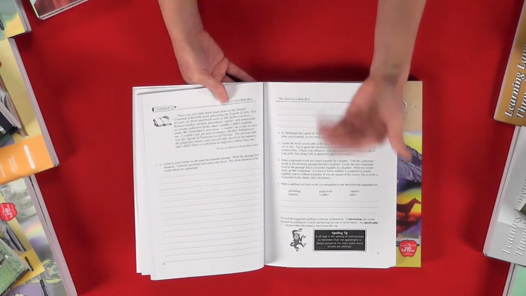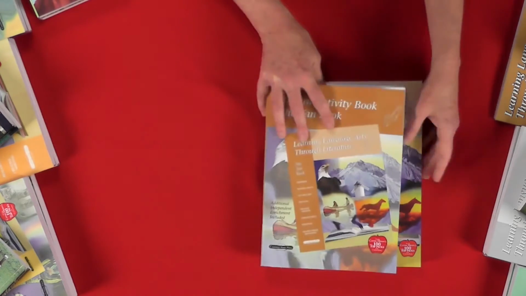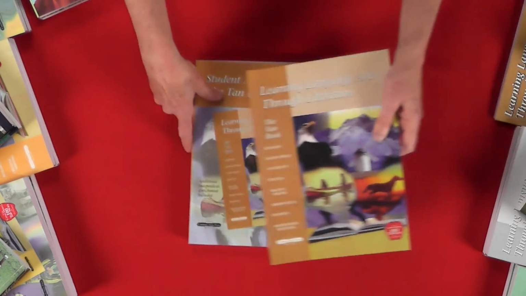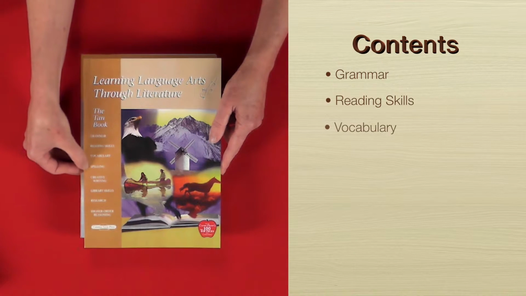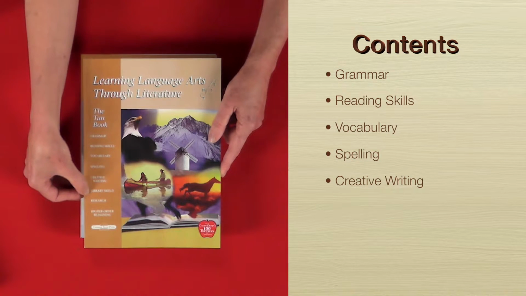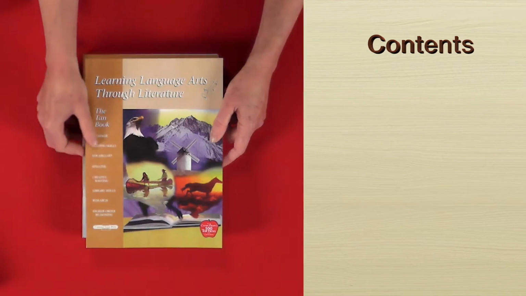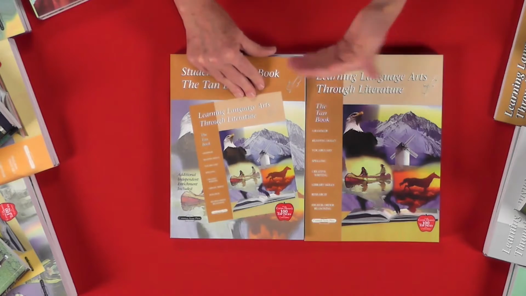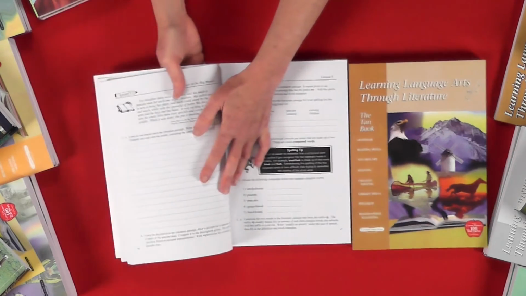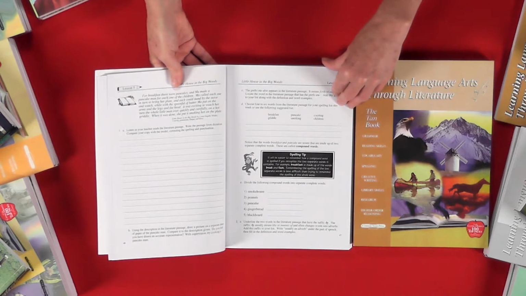But I'm not here today to go into the depth and the meaning behind every single different kind of language skill. We do see on the front cover of the parent book the language skills that are covered in this book, being grammar, reading skills, vocabulary, spelling, creative writing, library skills, research, and higher order reasoning. That's what's covered in here. As I mentioned before, one of the main themes of this book is researching and actually writing research papers. But I just wanted to emphasize the dictation, because it is a theme that carries throughout all of the LLATL books.